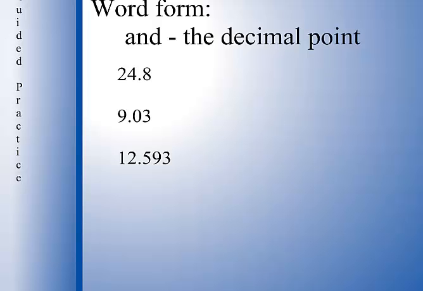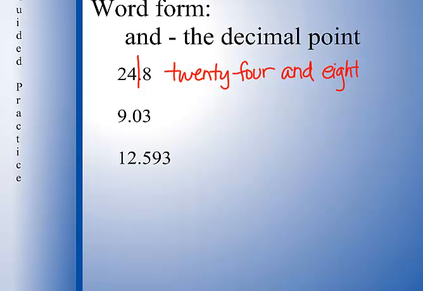Let's go through some word forms. Anytime we say the word "and" is going to be our decimal. So we're going to split this right there, and we're going to say everything to the left, in this case 24. Then we look at our decimal, which is the word "and" then we have an 8. But we're not done here yet. We have to tell what place value the 8 ends in. In this case, it ends in the first place value, which is the tenths.